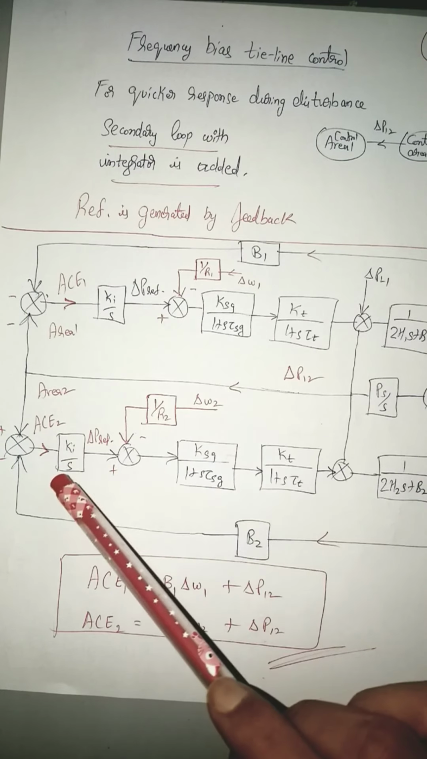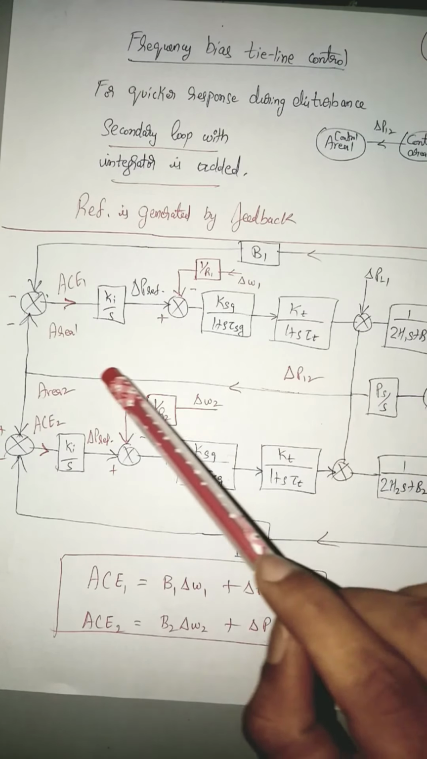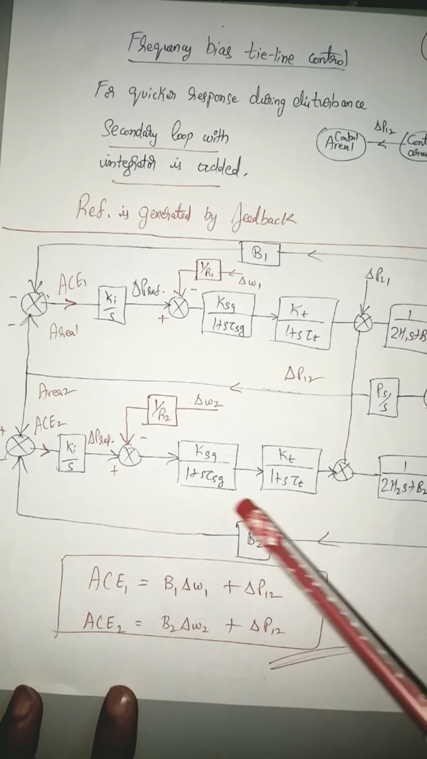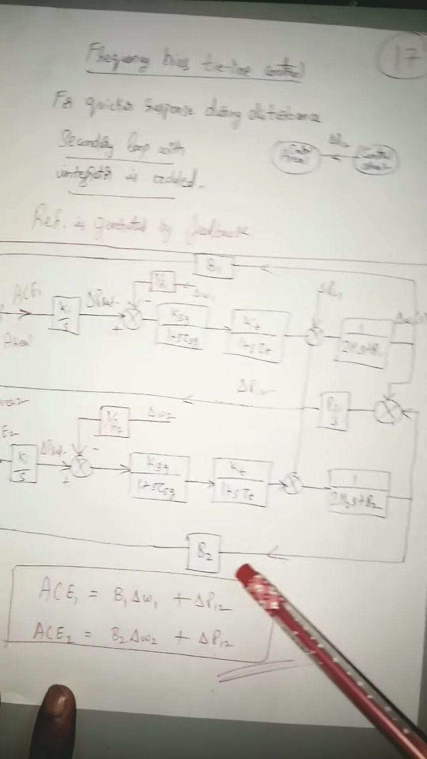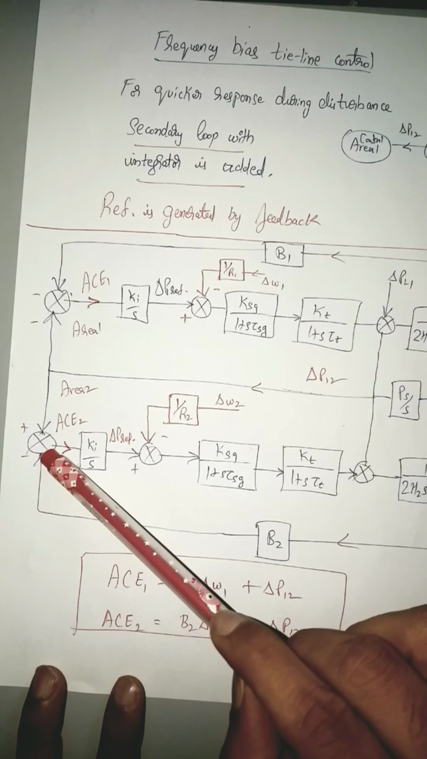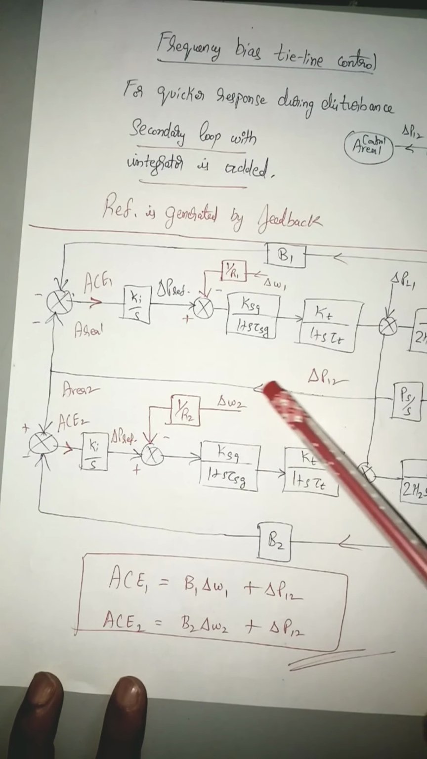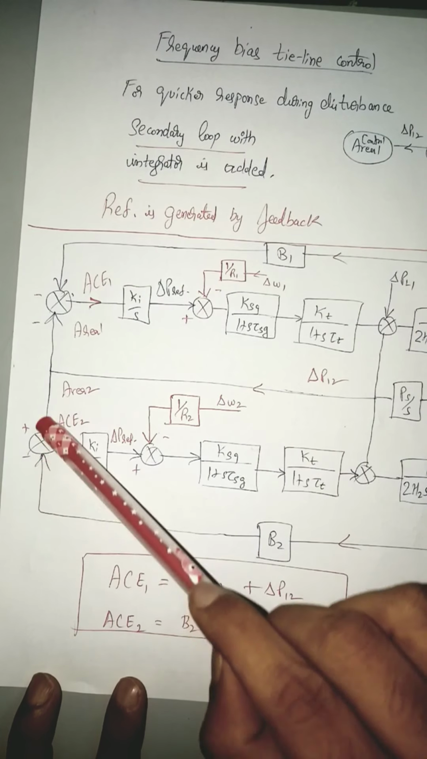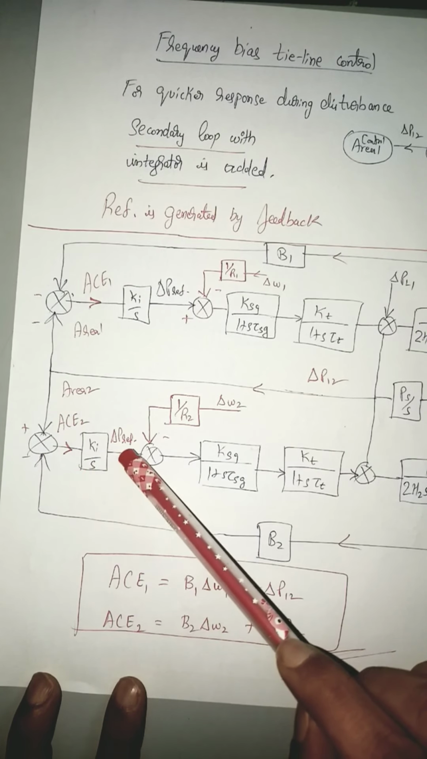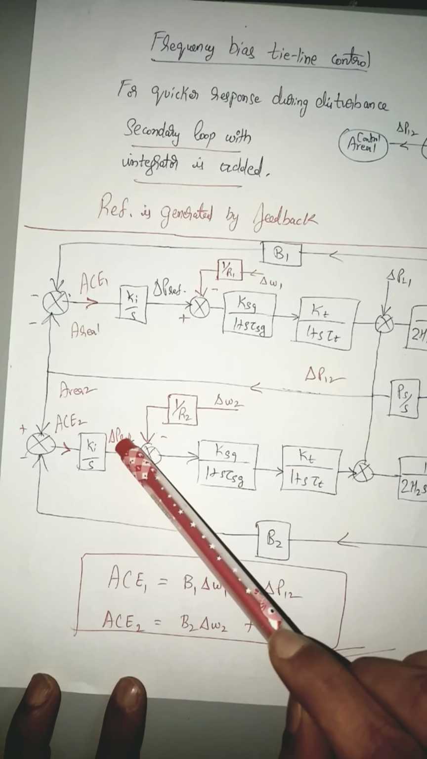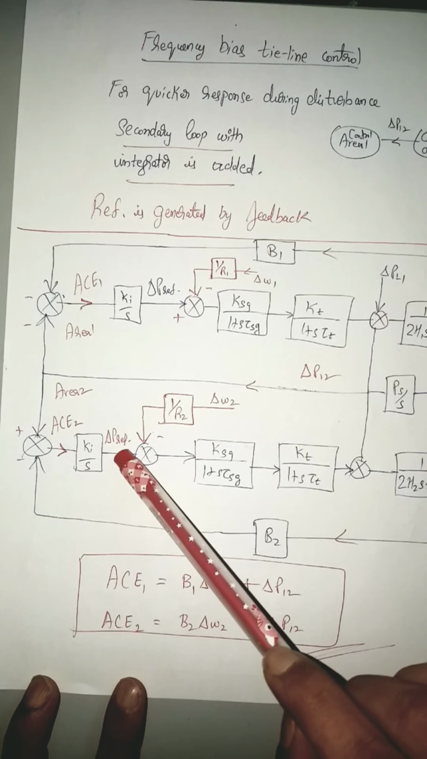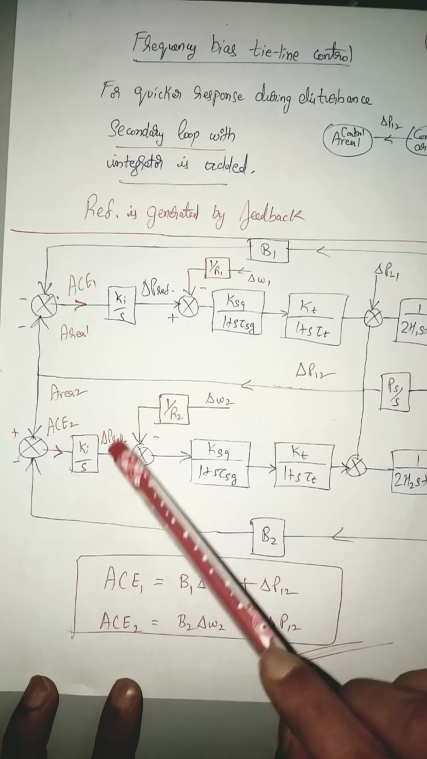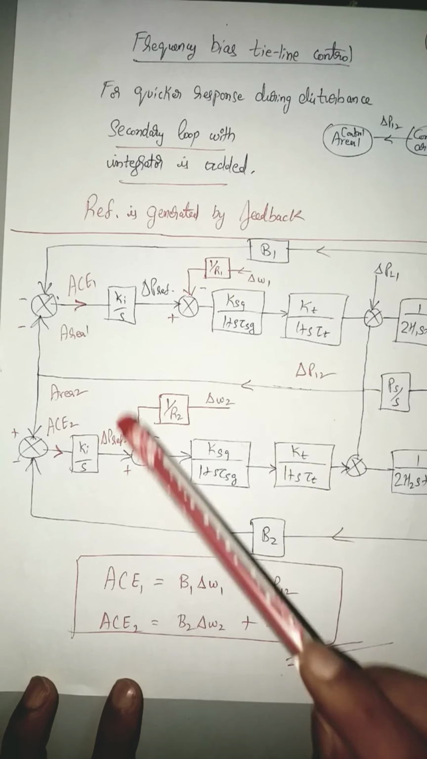Same thing happens to the second system also. Tie line power is flowing from this particular side and here you are having B2 and you are having delta omega 2. This is delta omega 1, this is delta omega 2. Delta omega 2 into B2 is coming to the summation here, and here you are having tie line power. If you take the algebraic sum of both through an integrator, the reference will be generated. Now the reference power also is getting generated through the system feedback itself, and we are not manually supplying it. So because of this, during the disturbance, the response of the system will be quicker.